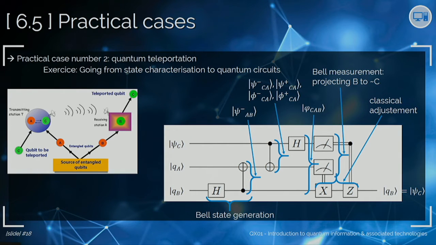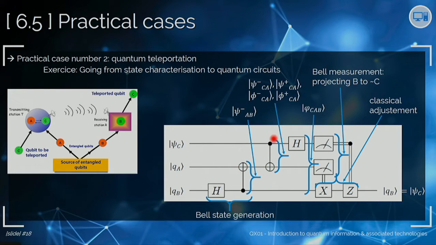Okay. So first, one thing you want to do is create a Bell state. So this is this part. We've seen that already. That was practical case 1. And so what you do is a Hadamard gate on B, for instance, and then a control NOT gate between A and B. This will give you the entangled state AB.